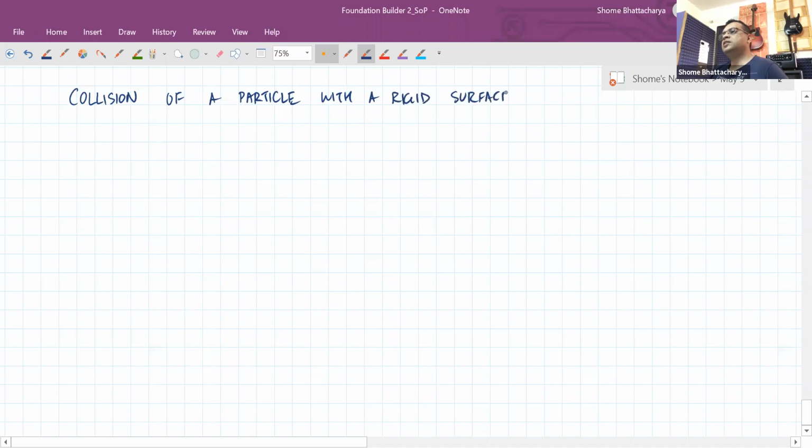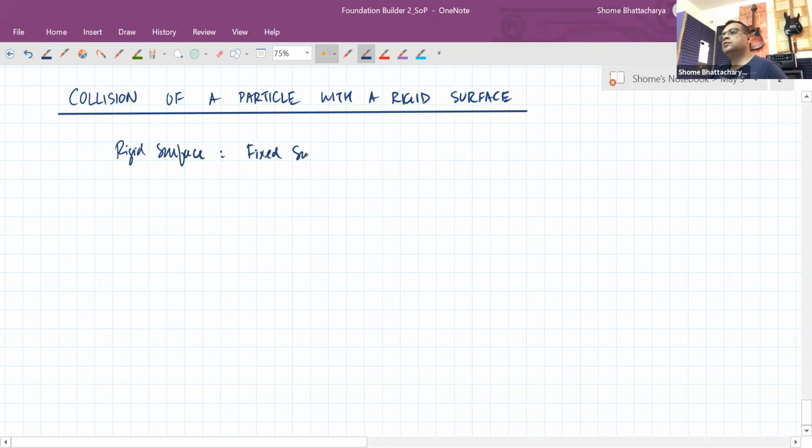So what we mean by a rigid surface is that the surface is fixed. And of course, fixed to what? It is fixed to the earth or fixed to the ground. So that means it has infinite mass because it is part of the earth. Okay. So that's how we have to visualize it. So a rigid surface is a fixed surface. Okay. Means fixed to the earth. So you have to treat the earth like an infinite mass.